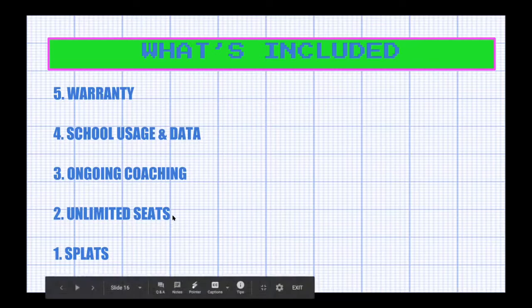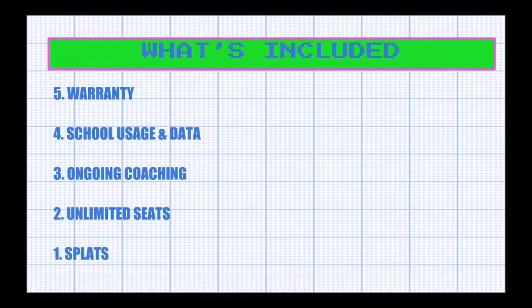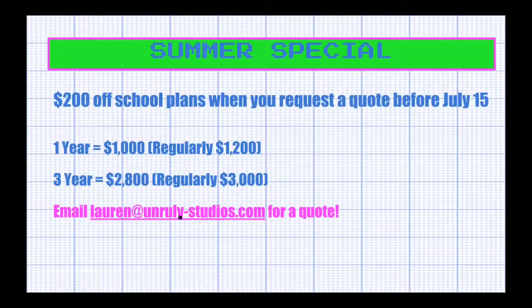There are unlimited seats for teachers and students. And of course, our plans come with Splats. The basic plan comes with 12 Splats, and you can add Splats to your plan in sets of 2. Right now we've got a summer special. That's my email down there at the bottom. If you email me for a quote before July 15th, we'll give you $200 off our school plans. Usually the 1-year is $1,200, so we'll do that for $1,000. And our 3-year plan is $3,000. One thing to note is with our 3-year plan, you do get to keep the Splats at the end of the 3 years as well.